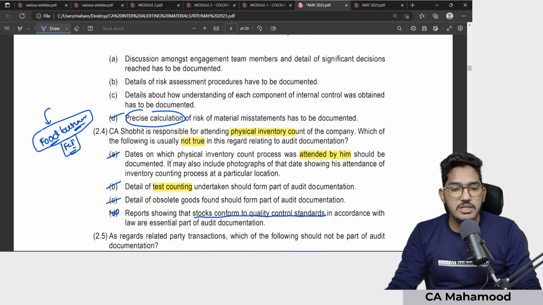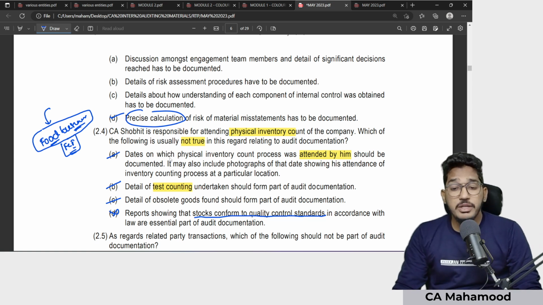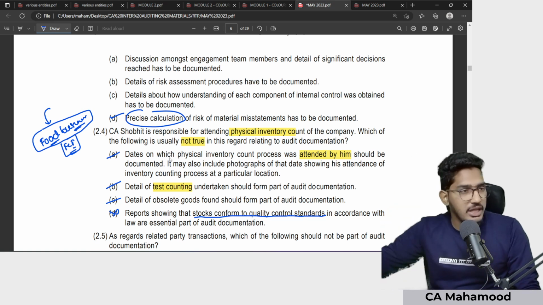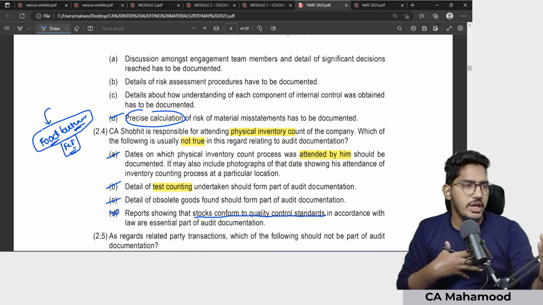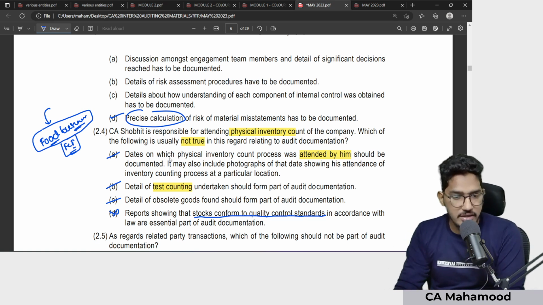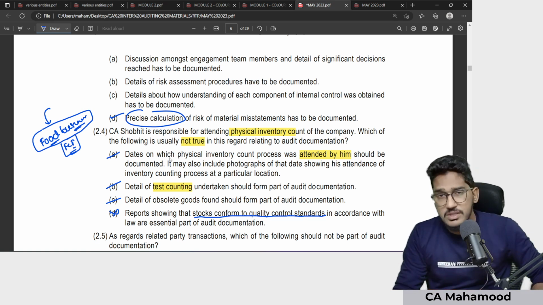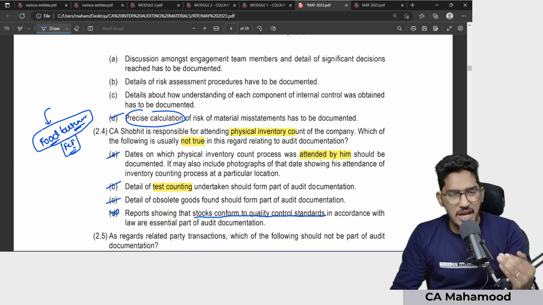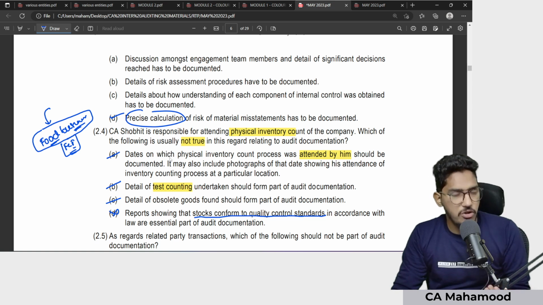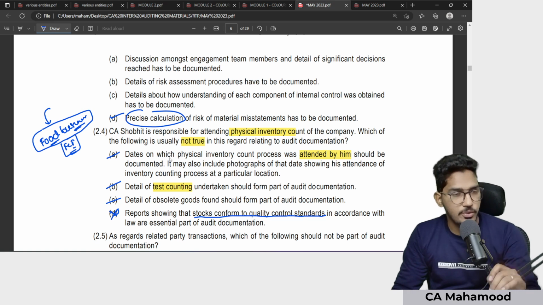When I go for physical verification, I am not concerned to check whether the stock is conforming to quality control standards as per law. That is something which the company will do at the time of sale. I am least bothered when I am going for physical verification. So whether the stock conforms to quality control standards in accordance with the law is an essential part of audit documentation, that statement is false. As per law quality control standards, I need not check it as a part of my physical inventory verification. If I need not check it, obviously that will not form part of my audit documentation also. So option D is the incorrect option.